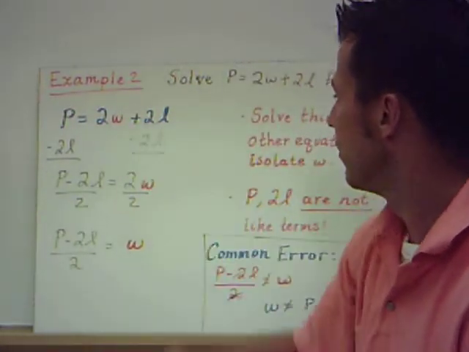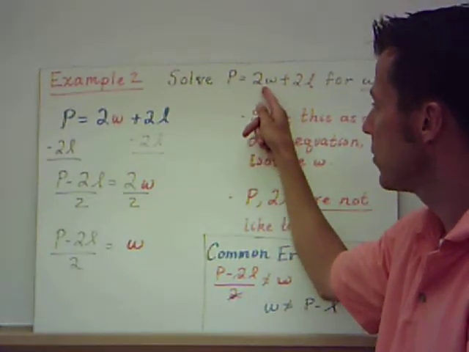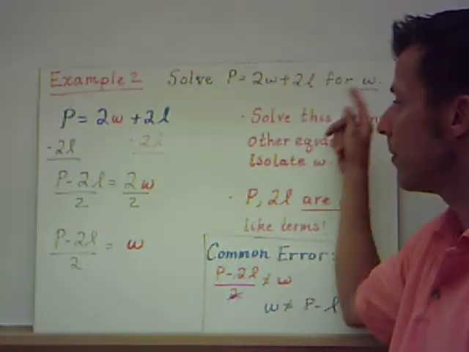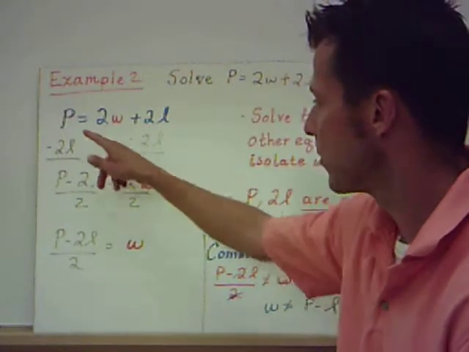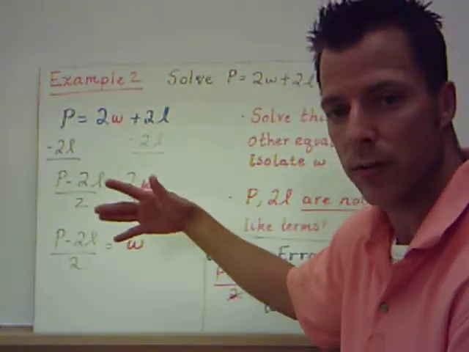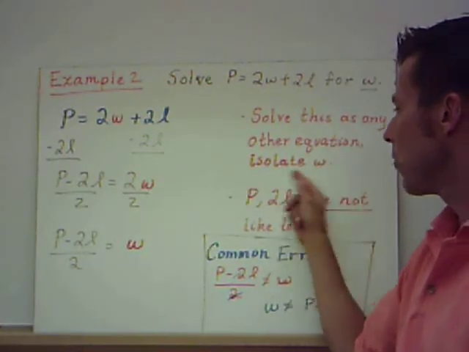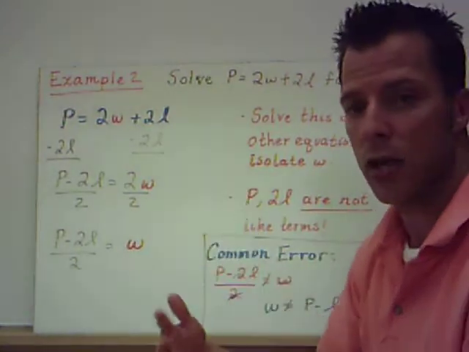It should say example 1, but we'll go with it. So example 1, we're going to solve P equals 2W plus 2L for W. Okay, this is the perimeter formula. So I rewrite my equation, and I wrote W in red here because that's the variable of interest. Okay, so we're going to solve this as any other equation, and we're going to isolate W, get it alone.